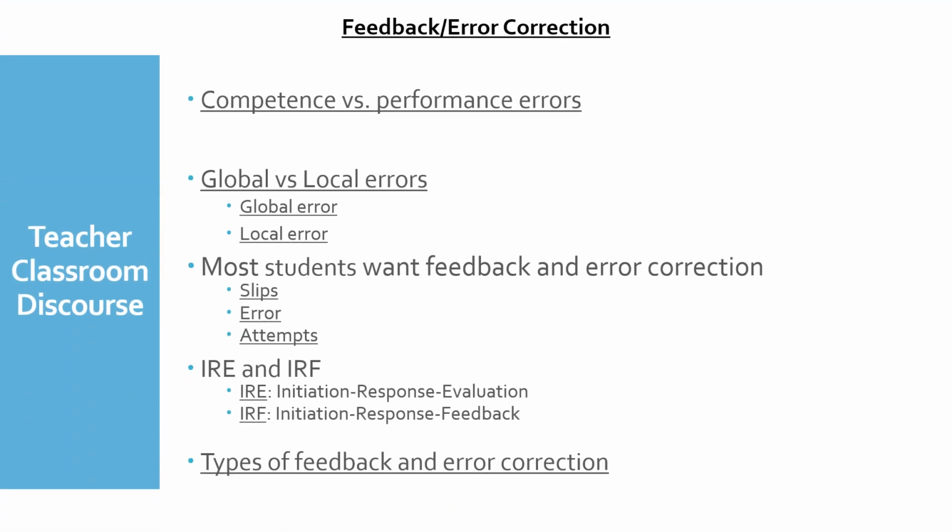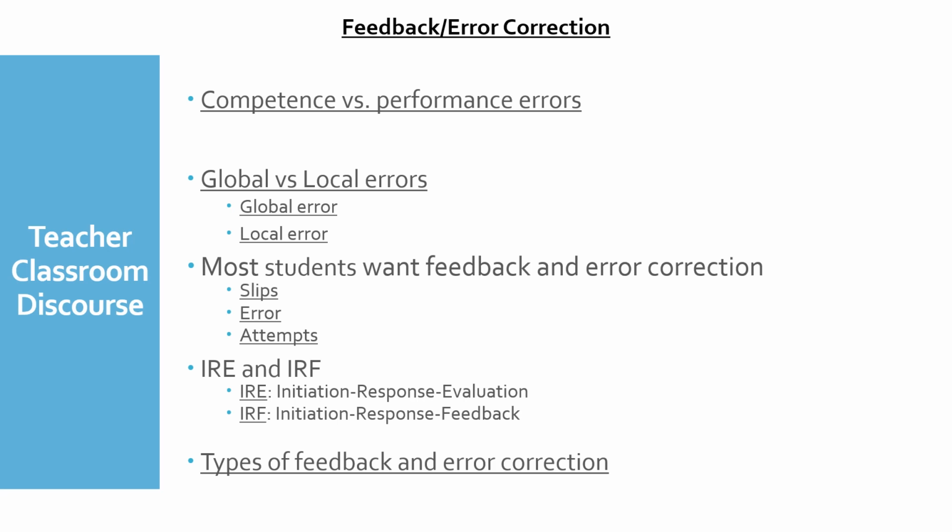The next teacher discourse topic concerns teacher feedback and error correction, and I want to address the major categories of student errors. First, there are competence errors and performance errors. Competence errors are mistakes students make because they do not understand something, while performance errors are mistakes made while a student is trying to express a larger idea.